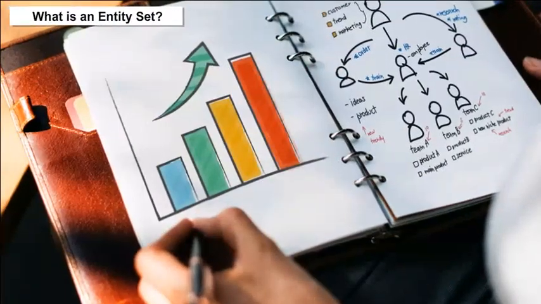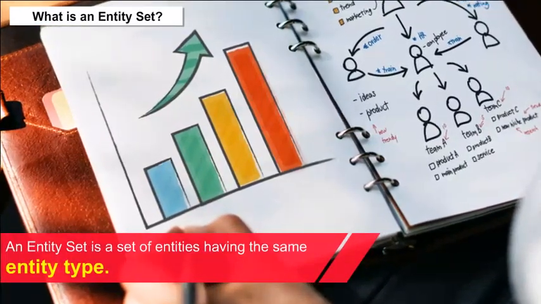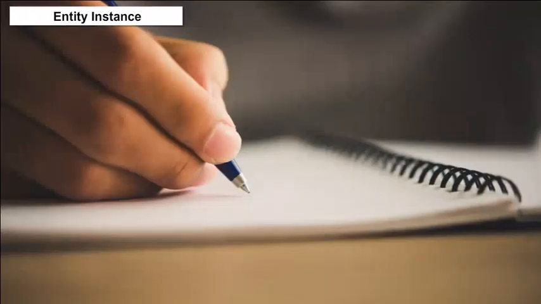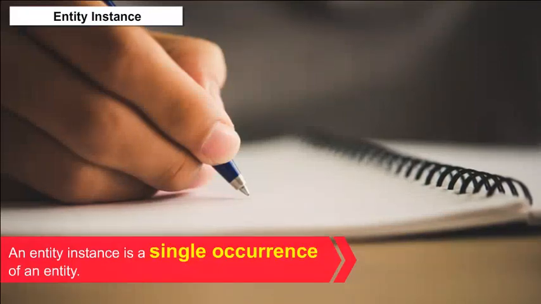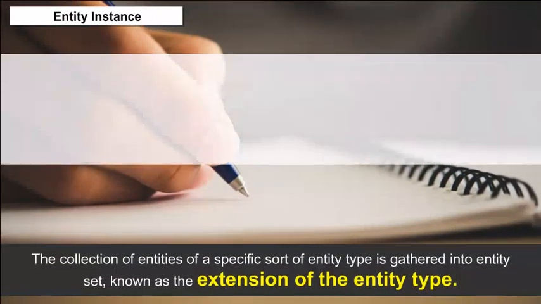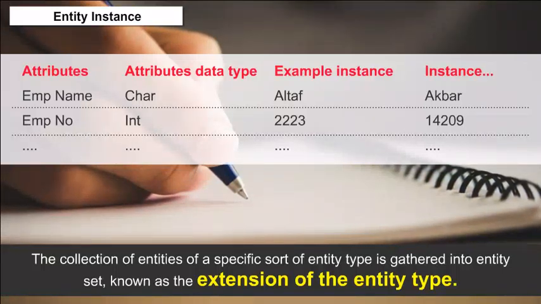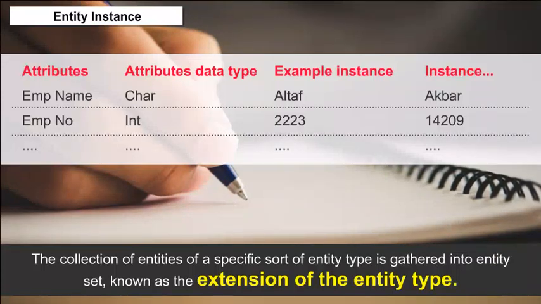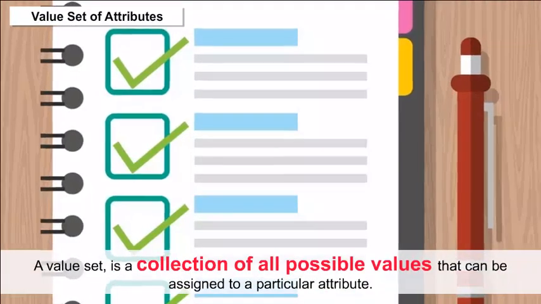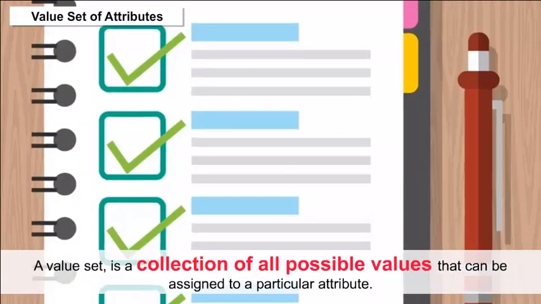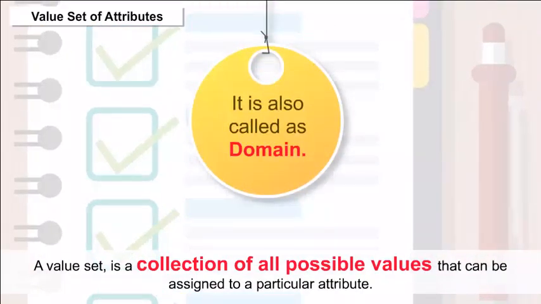What is an entity set? An entity set is a set of entities having the same entity type. Entity instance. An entity instance is a single occurrence of an entity. The collection of entities of a specific entity type is gathered into an entity set, known as the extension of the entity type. Value set of attributes. A value set is a collection of all possible values that can be assigned to a particular attribute. It is also called domain.